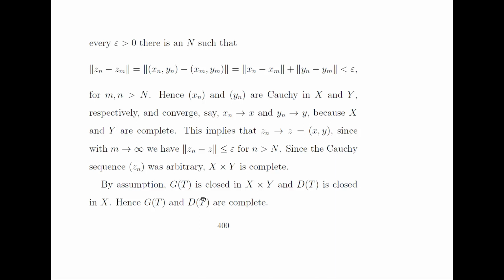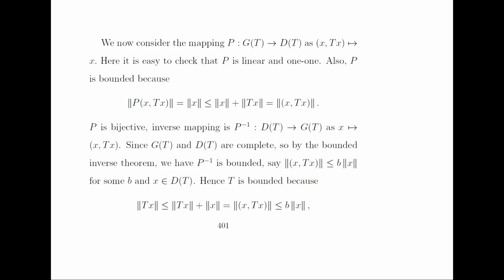By our assumption, G of T is closed in X cross Y and D of T is closed in X, hence G of T and D of T are complete. So we now consider a mapping P from the graph of T to the domain of T defined as P of (x, Tx) equal to x. Here it is easy to check that P is linear and one-one. Also P is bounded, because the norm of P of (x, Tx) is equal to norm of x by the mapping, which is less than or equal to norm of x plus norm of Tx, and using the norm defined over here, it is equal to norm of (x, Tx). So here P is bijective.